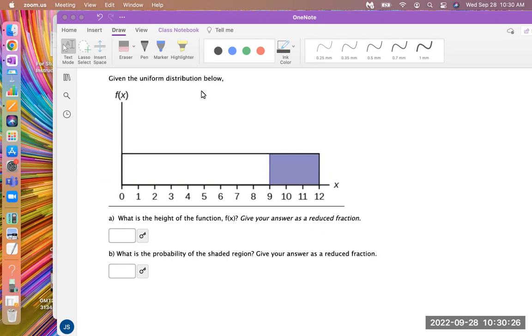Given the uniform distribution below, what is the height of the function f of x? So f of x is this flat line right here, just a horizontal, flat line. And give your answer as a reduced fraction. So that's the first part of this, and this is the uniform distribution.